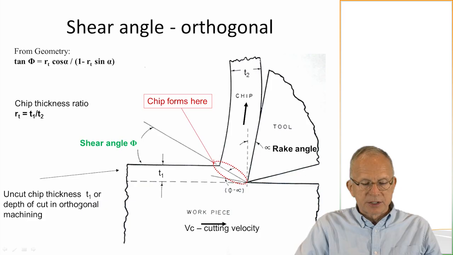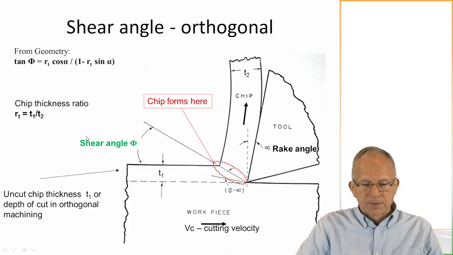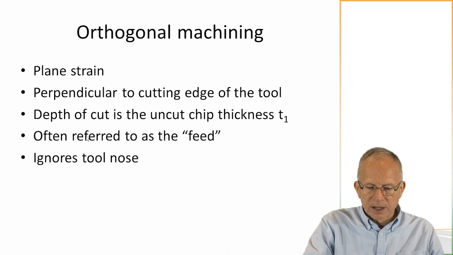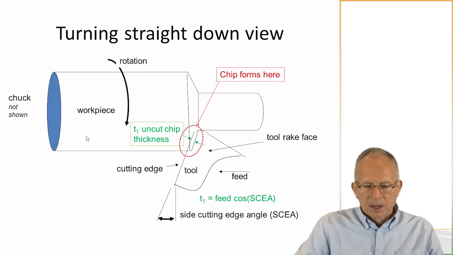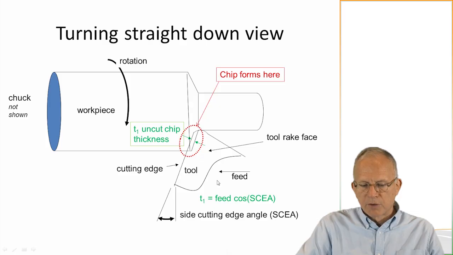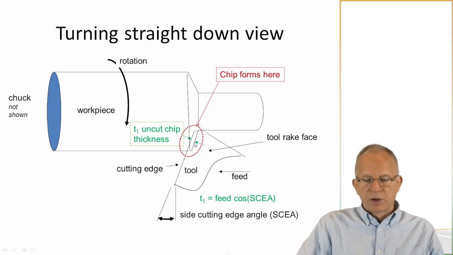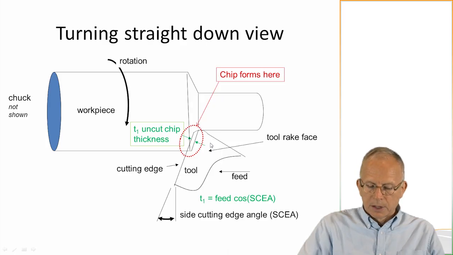So this uncut chip thickness T1, it's the depth of cut in orthogonal machining, and as we could see from the previous slide, when we look here, in order to convert the feed, which is in this direction, feed per revolution, into the uncut chip thickness, we need to use the side cutting edge angle, the cosine of that. So if the side cutting edge angle is 0, the feed is exactly the uncut chip thickness. But if you go in with a 0 side cutting edge angle, you may have trouble with the chip control.